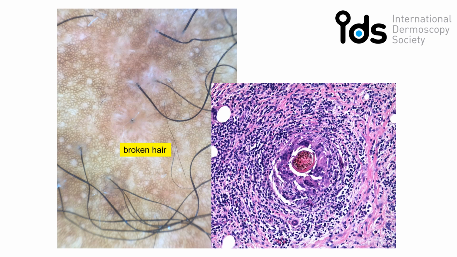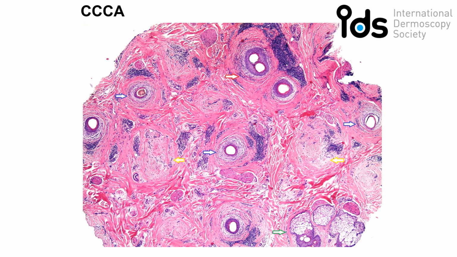And the broken hairs, which we can see, are also a very good site to take the biopsy from because they correspond to affected and destroyed hair shafts. This is a classic picture of CCCA. On the biopsy, we see all these affected follicles surrounded by perifollicular fibrosis, usually less than in lichen planopilaris, but in this case, a pronounced lichenoid lymphocytic infiltrate and a lot of follicular dropout.